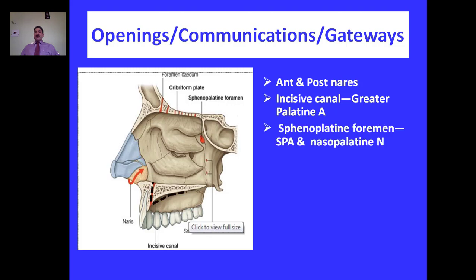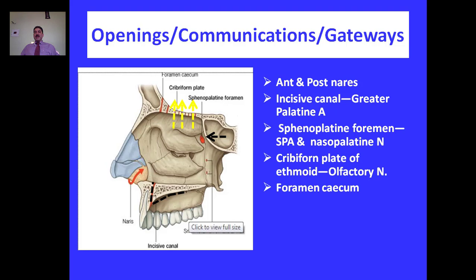Sphenopalatine foramen. The structures which pass through the sphenopalatine foramen are the sphenopalatine artery and nasopalatine nerve, which enter the nasal cavity. Cribriform plate of the ethmoid, which forms the roof of the nasal cavity, is sieve-like. Olfactory nerves leave the nasal cavity and enter the anterior cranial fossa, where they form the olfactory bulb.